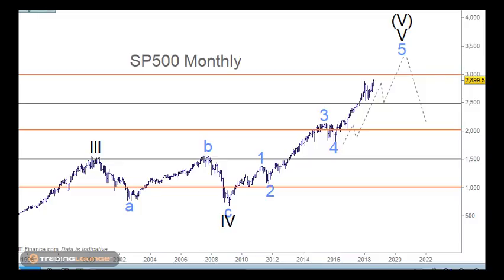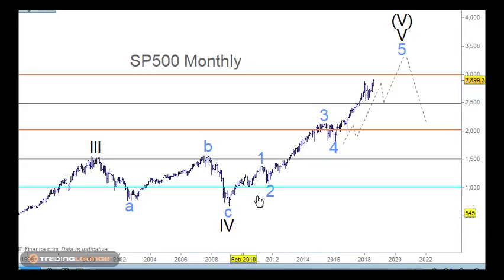Welcome to Trading Lounge and the US indices, starting with the Elliott Wave count for the SP 500 on the monthly chart here. Going back to the 2000 tech bubble burst, looking at wave 3 of cycle degree, then primary A, B and C for wave 4.